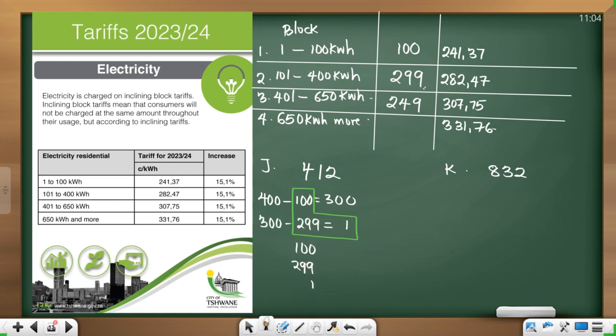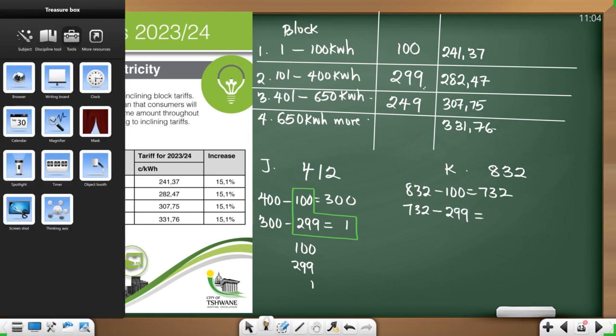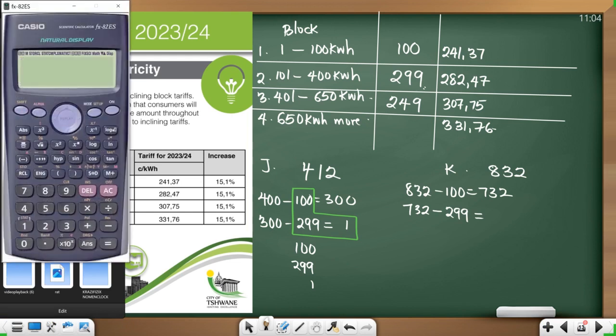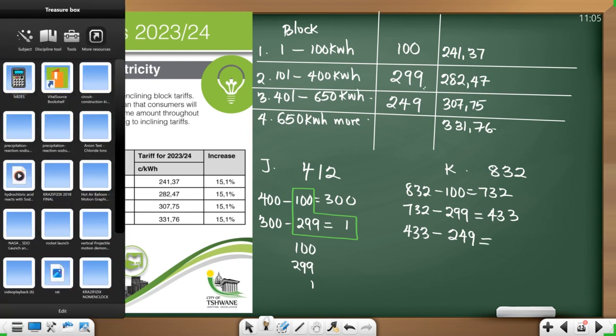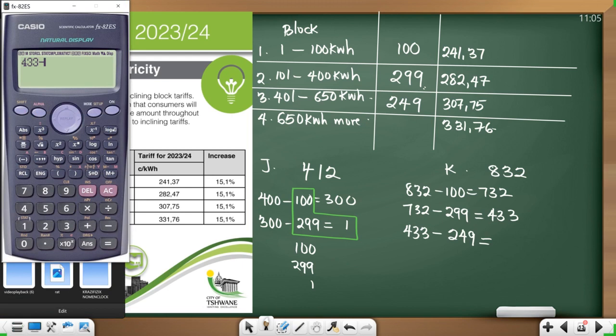Okay, let's check this one. 832 minus 100 would give us 732. 732 minus 299. Let's see. 732, calculator. 732 minus 299. What will that give us? 433. Okay. Then I'll come here and say 433. What's my next block? Can you see the blocks arranged? 100, 299, 249. Just grab a calculator. 433 minus 249, 184.